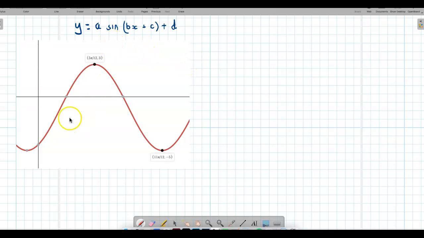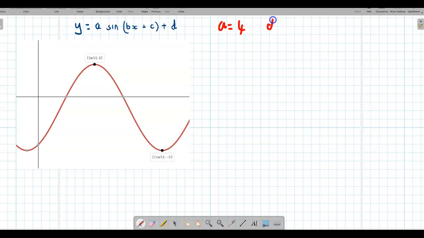So here we're looking at a sine curve, and we've got to find A, B, C, and D. Now A and D are quite straightforward. They basically refer to the vertical manipulation. So I'm going to find A as the amplitude. So we go from 3 to -5. That difference is 8. We halve it, and that gives me the amplitude, which is also the A value. So I know that A is equal to 4.